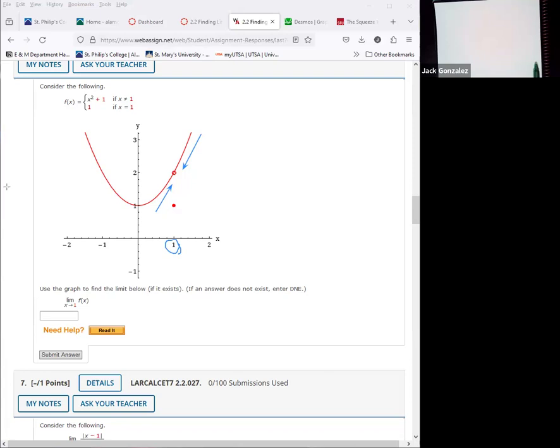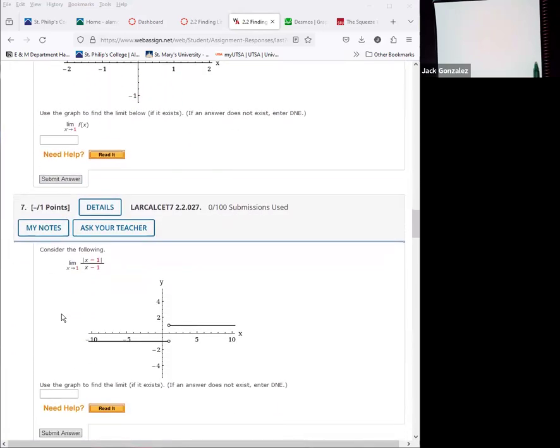So whenever that happens, which we'll go into more towards the end of chapter 2, that's an example of a function not being continuous. But it does have a limit. The limit is 2. The function is 1 at 1, but the limit is 2 as x approaches 1. Any questions on the idea? Okay.